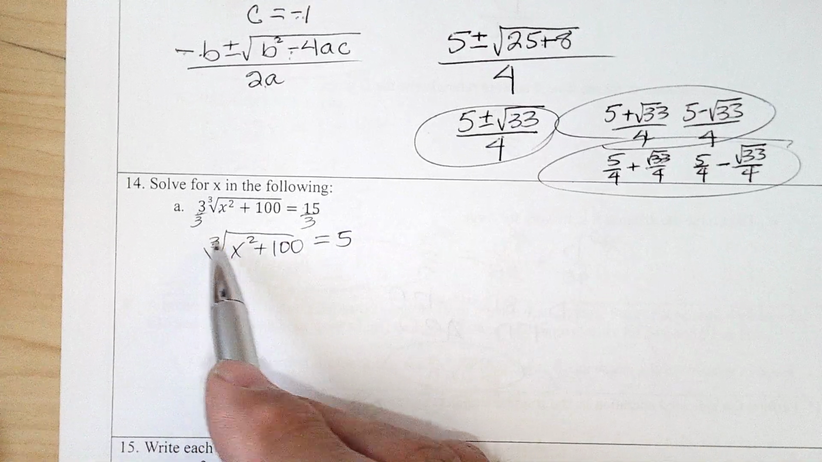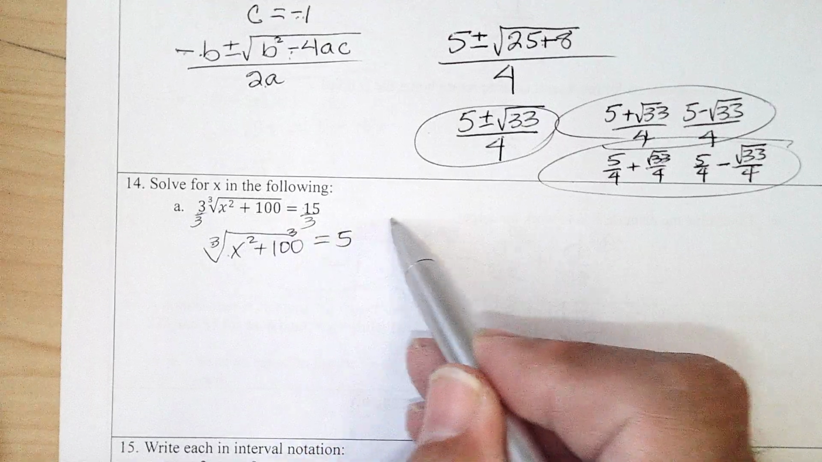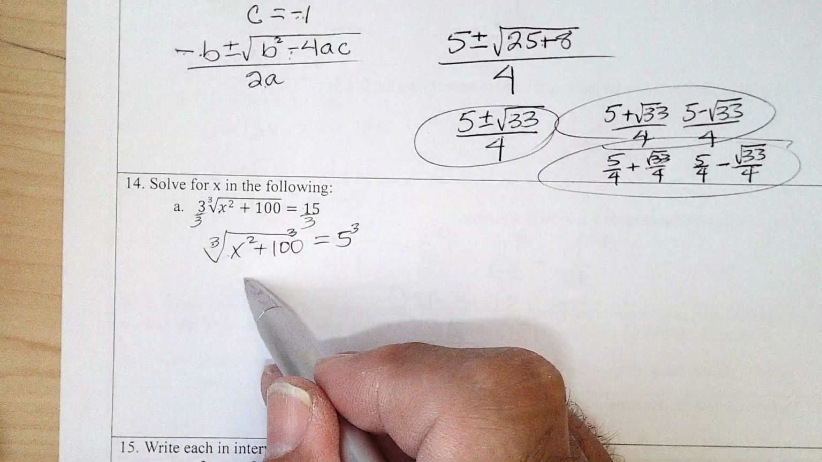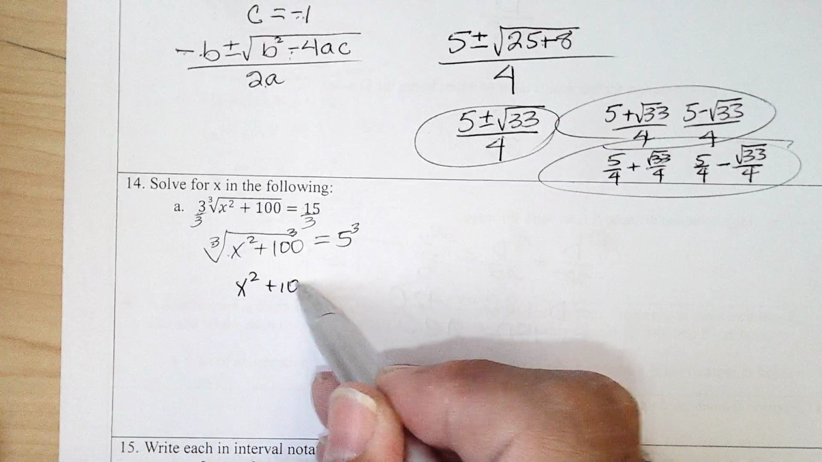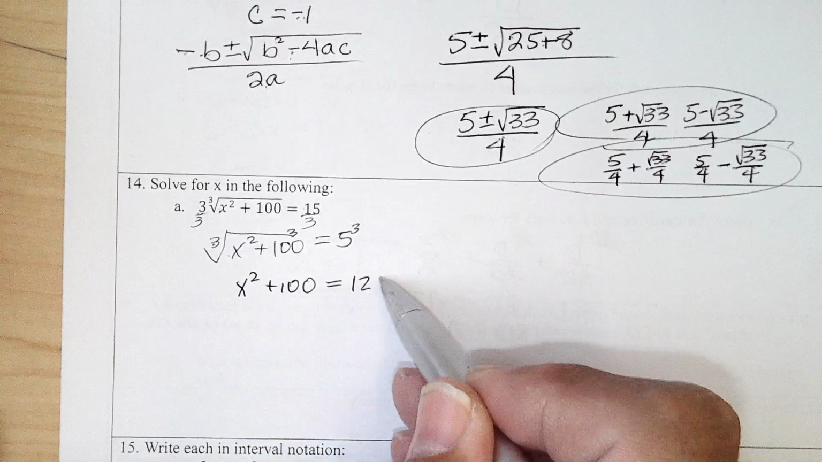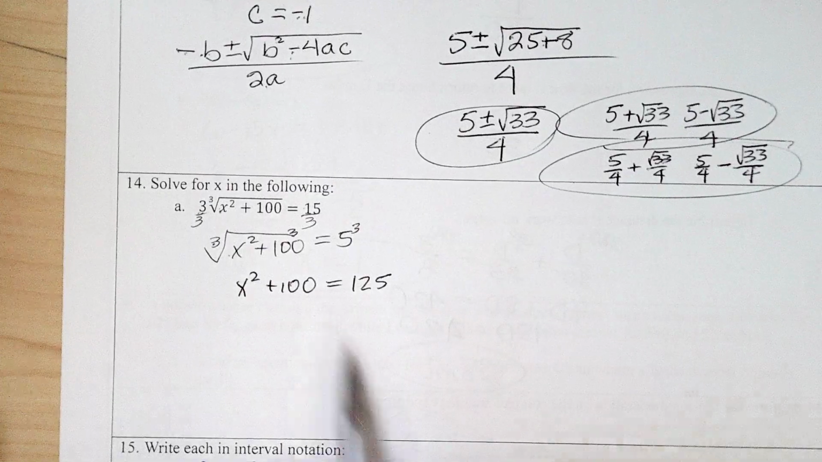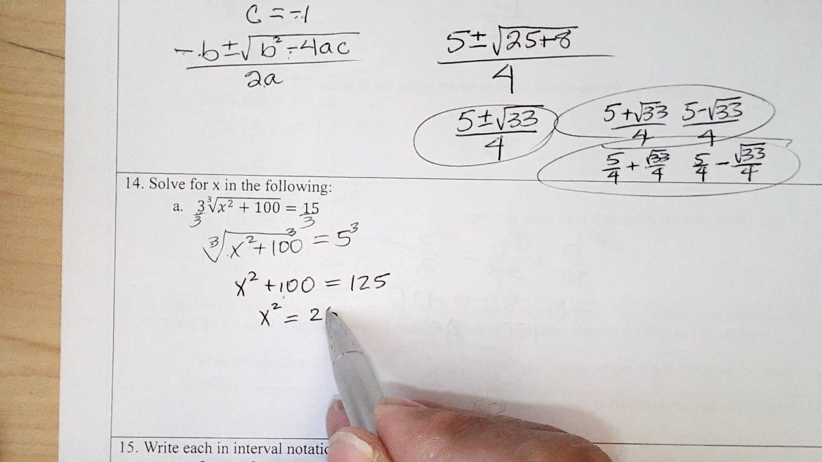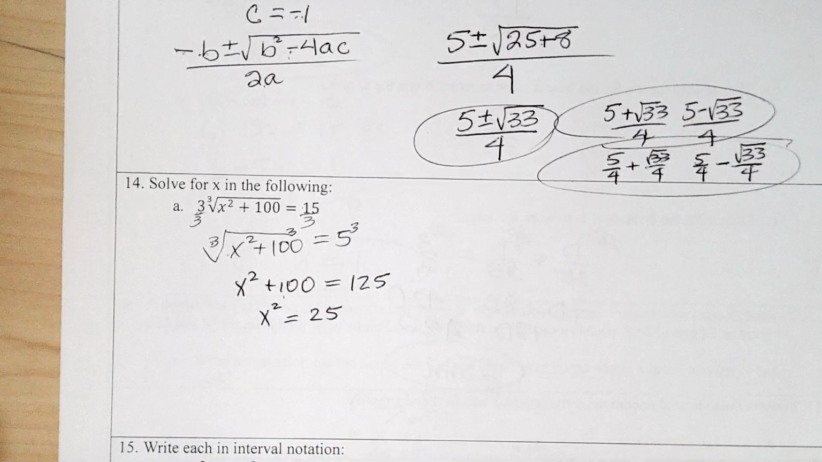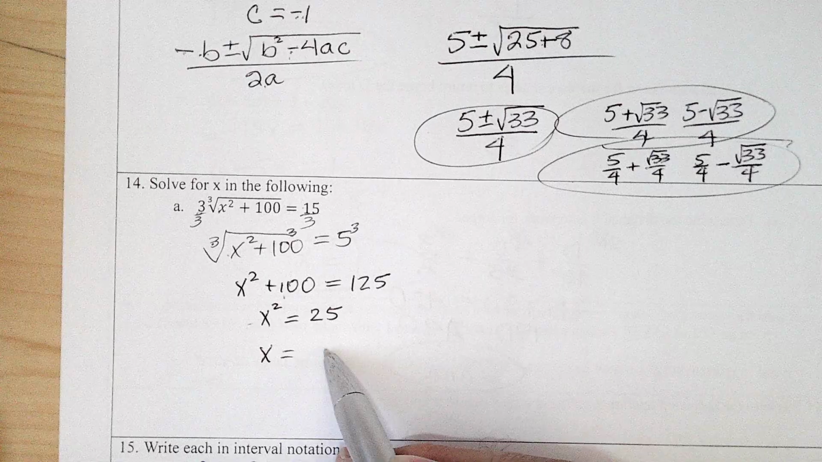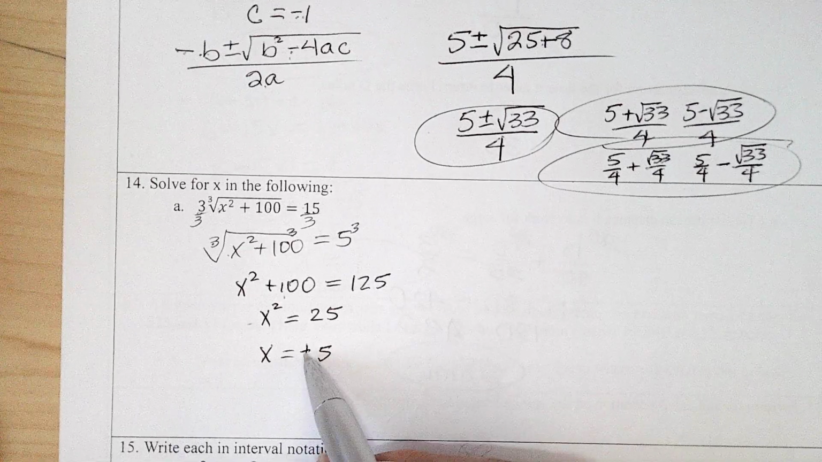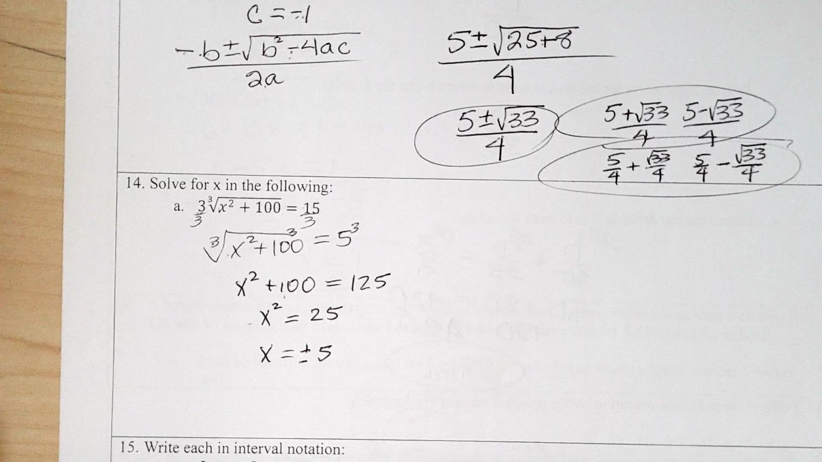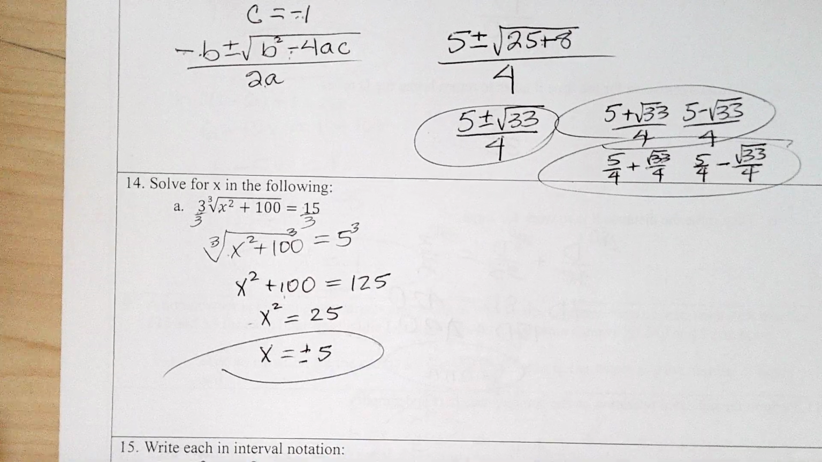The opposite of cube root is to cube. So I'm going to take both sides to the third power, and I get x squared plus 100 equals 125. Subtract 100 from both sides. X squared equals 25. Many of you got to there, and then you said the opposite of squaring is square root, and you said x is 5 and not plus or minus 5. There are 2 square roots. So x is either plus or minus 5.